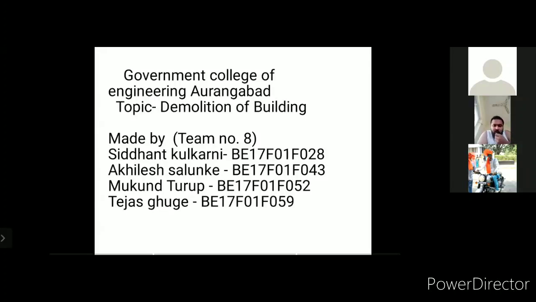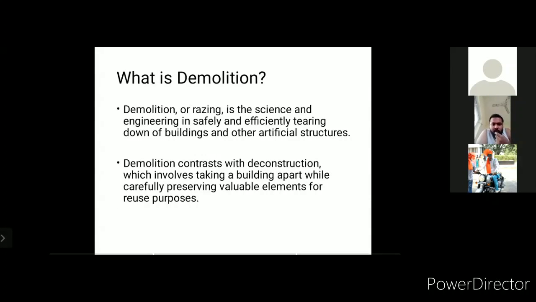Our topic for seminar is demolition of buildings. So what is demolition? Demolition or razing is the science and engineering in safely and effectively tearing down of buildings and other artificial structures. Demolition contrasts with deconstruction, which involves taking a building apart while carefully preserving valuable elements for the reuse process.